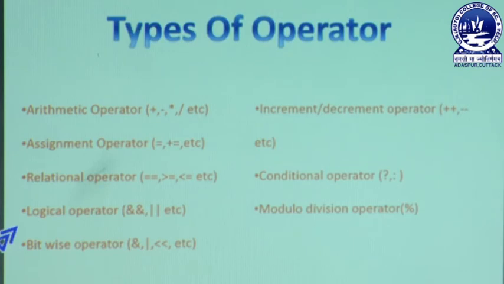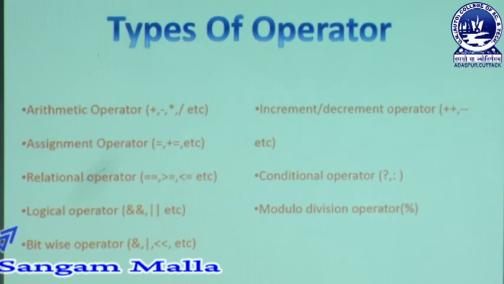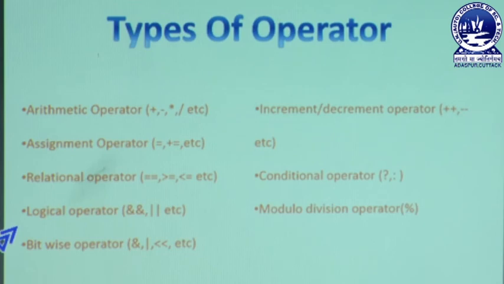Next is your relational operator. The operators which bring relation between variables are known as relational operators, that is equal to, greater than equal to, less than equal to. These are some examples of relational operators. Next one is the logical operator. When in our program we use an operator for writing logical operations, we use the logical operator, that is double ampersand for AND and double stick for OR. So the logical operator has two operators, that is the AND operator and the OR operator.